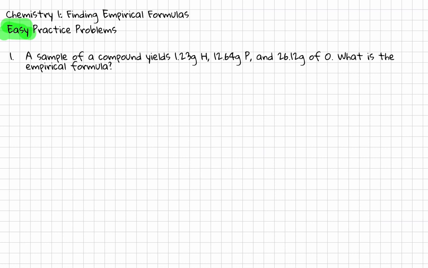So question number 1 is saying that a sample of a compound yields 1.23 grams of hydrogen, 12.64 grams of phosphorus, and 26.12 grams of oxygen. What is the empirical formula?